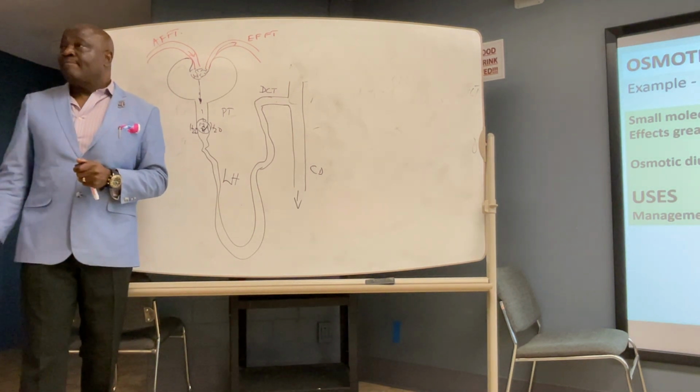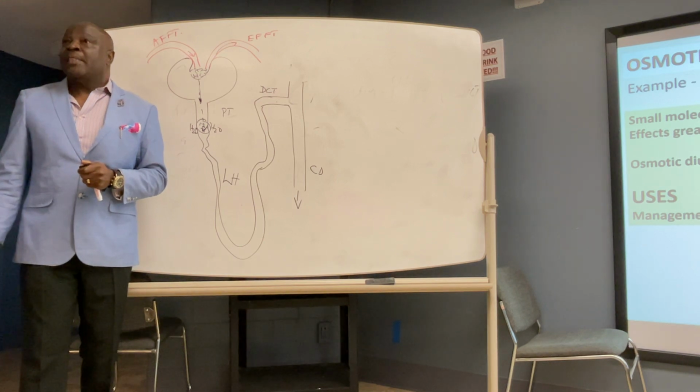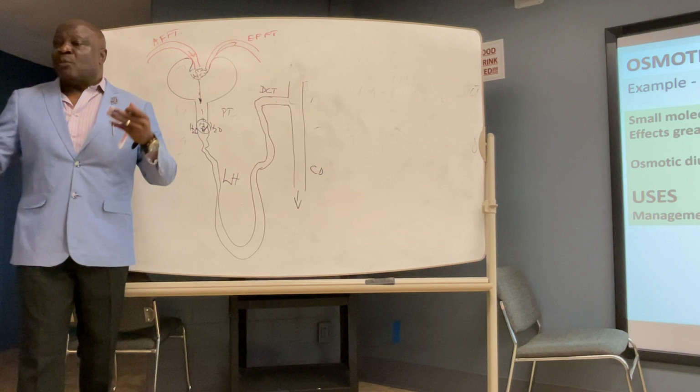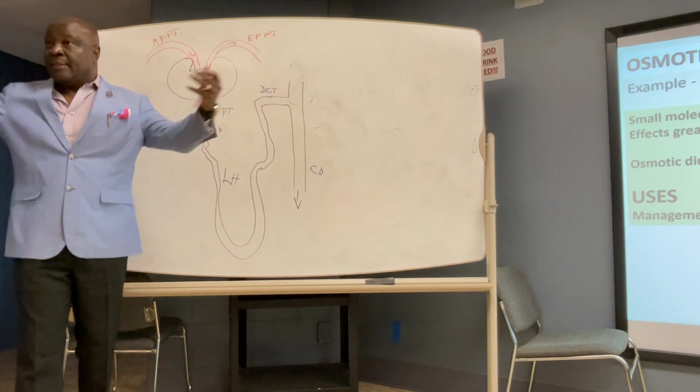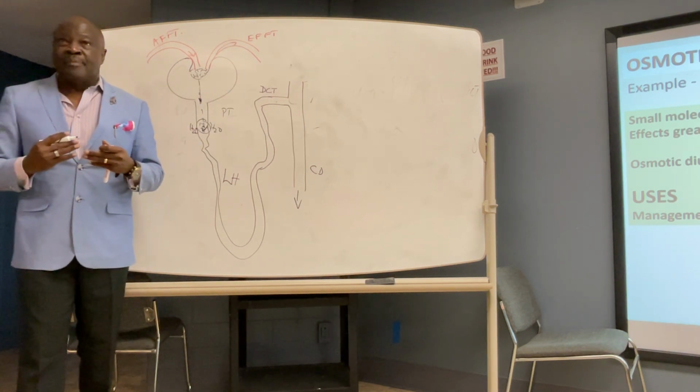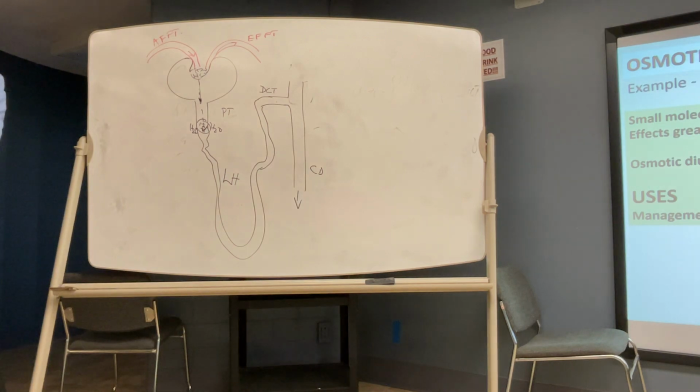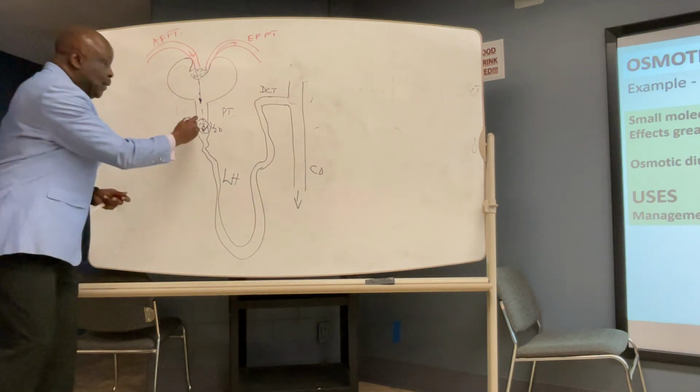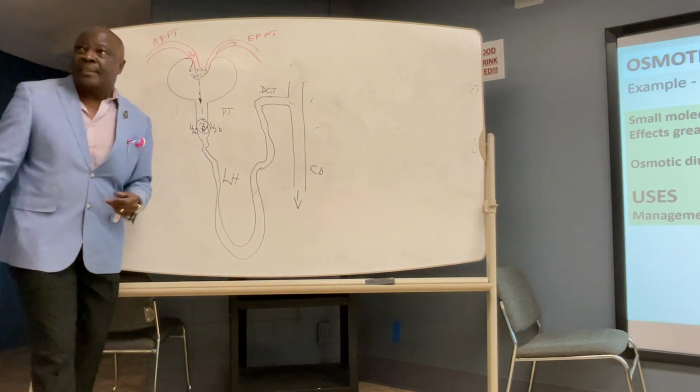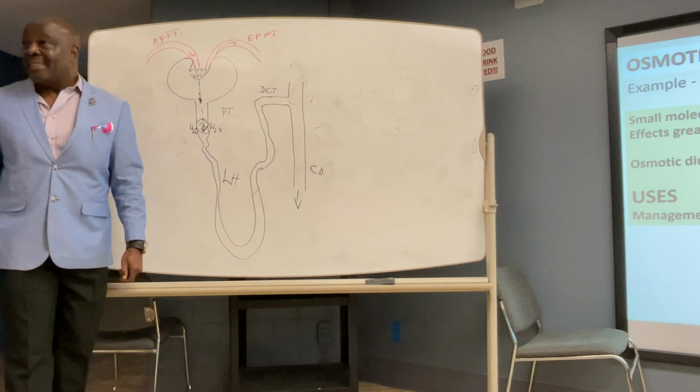Is that clear? I want to make sure that is clear. Mannitol works as an osmotic diuretic, attracts water to itself. Since the water is not reabsorbed, it can only go out in the urine, and that's what you call diuresis.